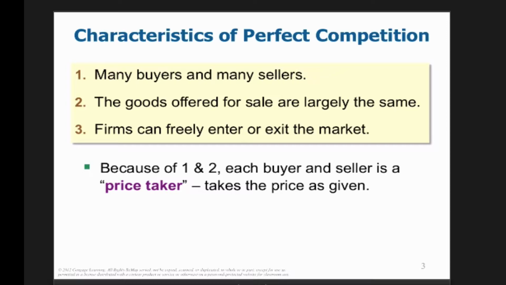Vocabulary word, price taker, means you take the price that's out there. So because there are many buyers and sellers and the goods are mostly the same, you have to assume that each buyer and seller is a price taker. Blue jeans are $50, okay. Blue jeans are $40, okay. Blue jeans are $60, okay. You're a price taker. You simply can't fight the numbers and the homogeneity of the goods.